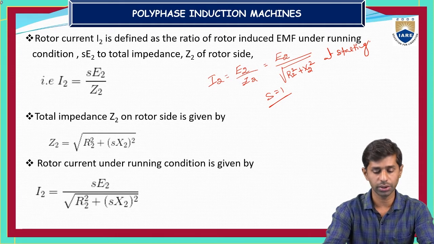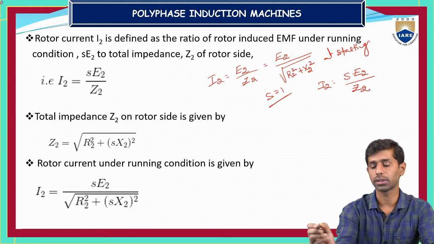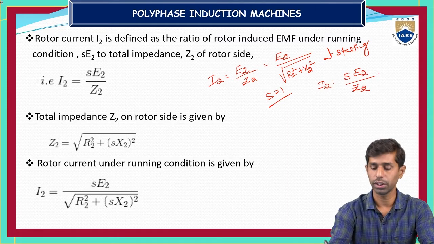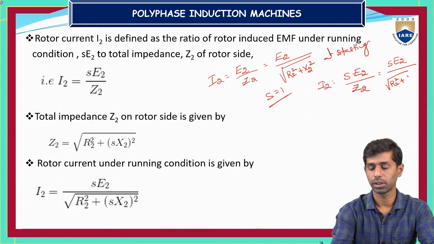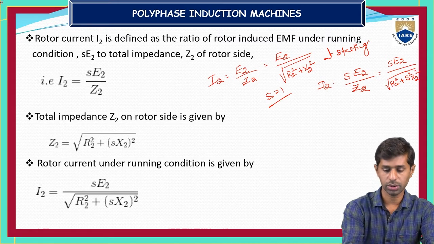But under running condition, slip comes into the picture. So I2 equals slip times the induced EMF in the rotor divided by the impedance of the rotor Z2, which equals s times E2 divided by square root of R2 square plus s square times X2 square, where X2 is the inductive reactance of the rotor circuit.